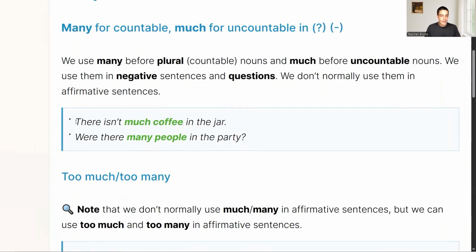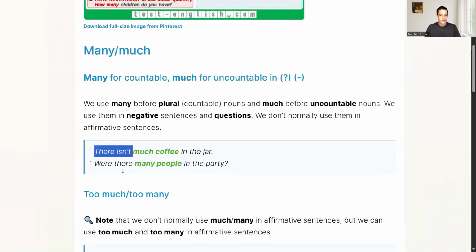Examples. There isn't much coffee in the jar. Were there many people at the party? People we can count. One person, two, three, four, five. Yes, we can count. But coffee, no. We don't count the substance. We count in kilos, in other quantifiers. We actually do, but not coffee itself.